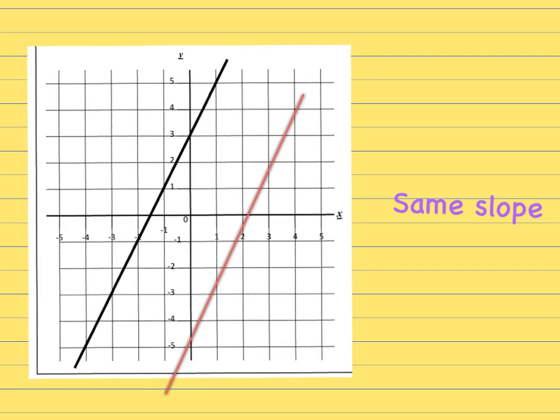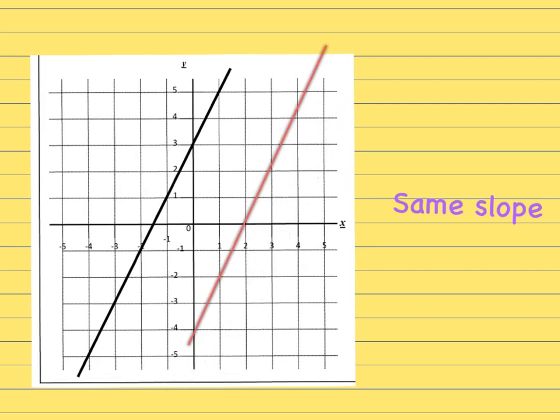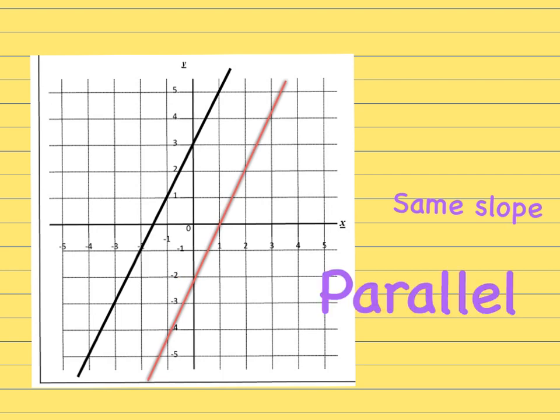Okay, you can see here that the slope of both of those lines is exactly the same. And when two lines have the same slope, we say that they are parallel. Now, you've met that word many times before, and often you say it's when two lines never meet, but now we'll say it's when two lines have the exact same slope.